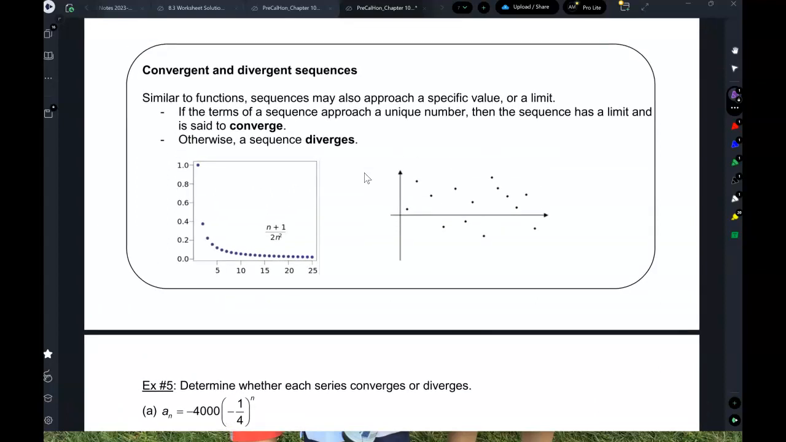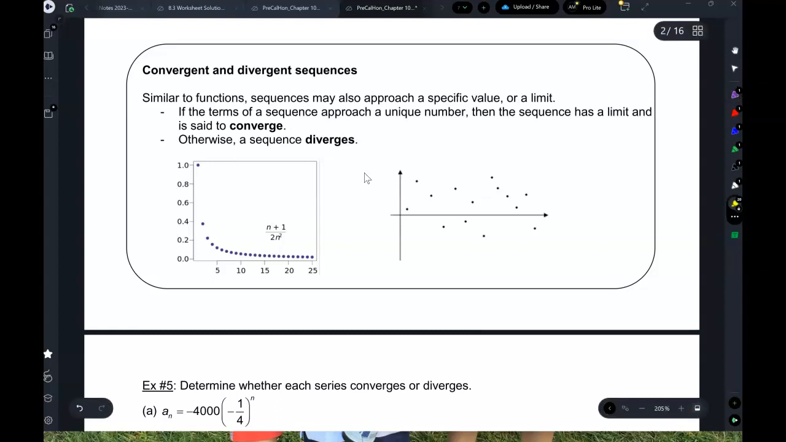Okay. So let's talk about convergent and divergent sequences. I don't want to overcomplicate things, but basically, if the terms of a sequence approach a unique number, then the sequence has a limit and is said to converge. For example, look, the first number in this list is 0.4. The next one is 0.2, then 0.1, then 0.09 or something, and so on. And you see how the numbers are gradually approaching a value of 0. That means this converges.